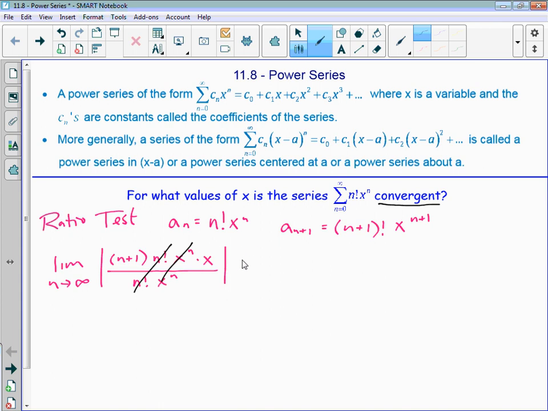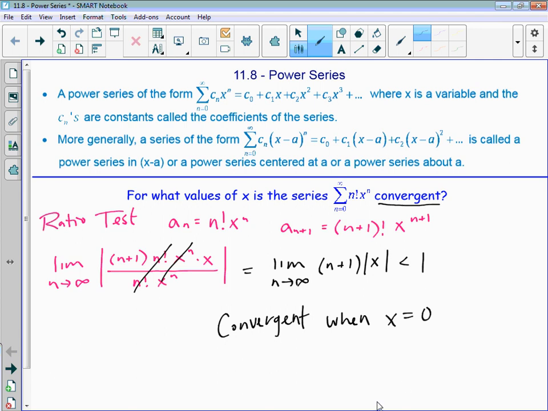So let's write one more step here so you can follow it in your notes a little bit better. All I have left is the n plus 1, and then the x is still an absolute value. The n plus 1 you could take out because it's getting larger to infinity. We want that to be less than 1 so that it's convergent. So it's only convergent when x is equal to 0. Any other value of x, wouldn't this have to go to infinity? That's not the typical case, but it obviously could happen there.